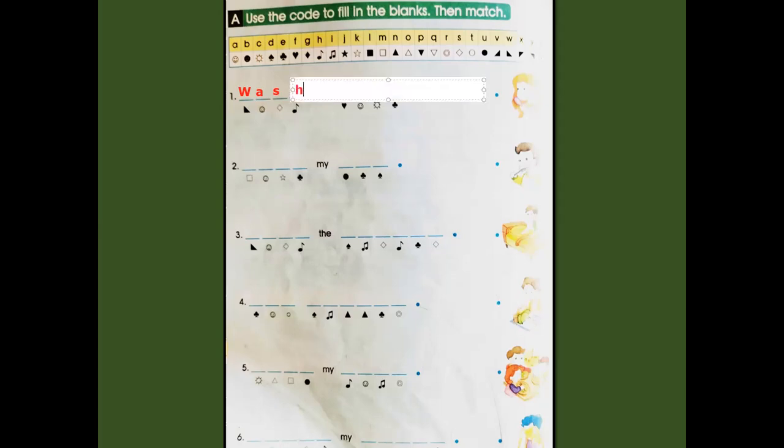Entonces yo pongo H. Then I'm looking at the heart. Vemos un corazón. Entonces it's a letter F. I put it here, F. And A one more time because there is a happy face too. Look at the sun, it's letter C. Vemos el sol, entonces la letra C. We have a treble clef, que va con la E. Entonces, ¿qué dice la imagen? Wash my face. Eso es lo que quiere decir.